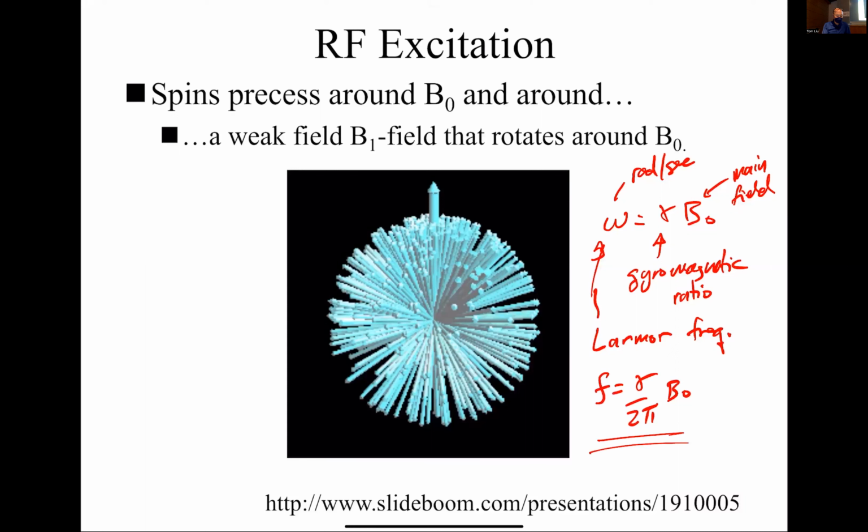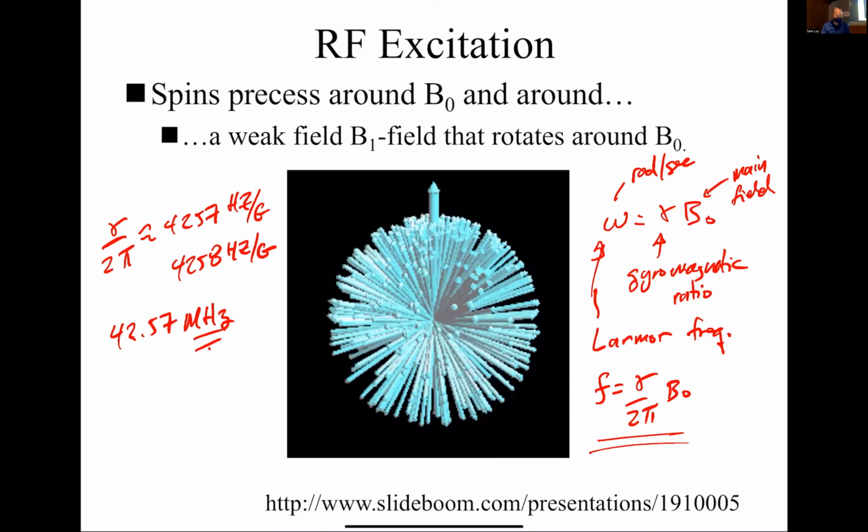So typically a good thing to remember is that gamma over 2 pi for a hydrogen proton is roughly 4257 hertz per Gauss, or sometimes 4258 depending on how you ask. Anyone who does MR has these numbers in the back of their head. Or else it's 42.57 megahertz per Tesla. Now you don't actually have to remember this for this course, but if you end up doing MRI, these are just good numbers to have in the back of your head.